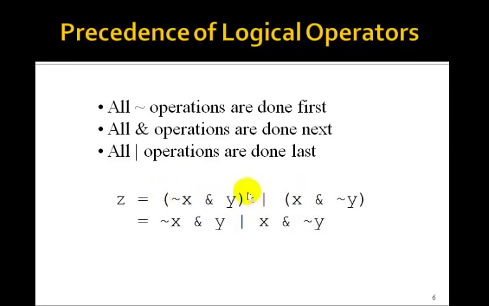Now, when you write a logic equation like this involving parentheses, we can actually remove the parentheses if we remember the precedence of the logical operators. First, all the NOTs are done first. So in here, NOT x and NOT y are done first. Then all the AND operations are done next. So we produce NOT x and y here, and x and NOT y here. And finally, the OR operations are done last. So if you write this logic equation without the parentheses, you get exactly the same effect as if you included the parentheses.